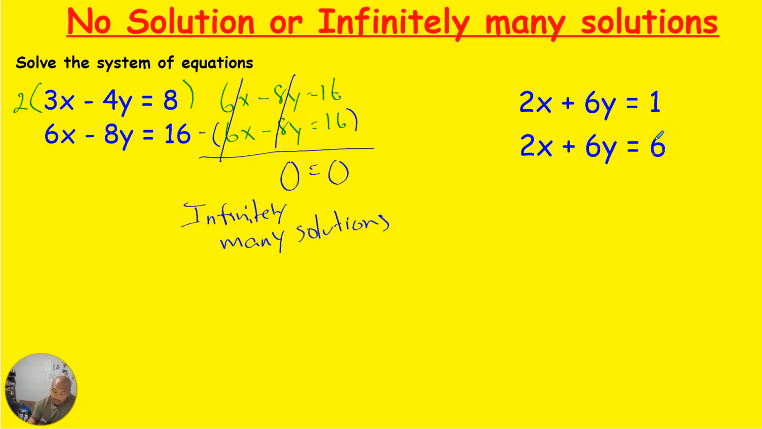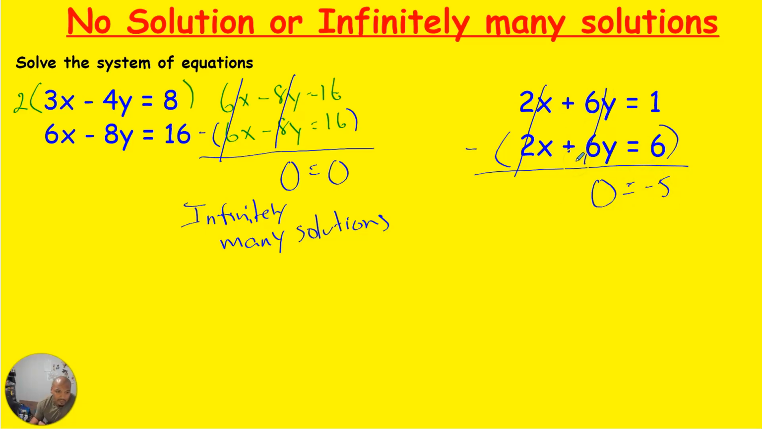All right. But sometimes you might go through this and you're like, all right, hold on. Let me subtract because these are the same. So I go ahead and I subtract. And what will happen here? Look, 2x minus 2x, that cancels. And then 6y minus 6y, that cancels. You end up with 0. And then over here, 1 minus 6 is going to equal negative 5.